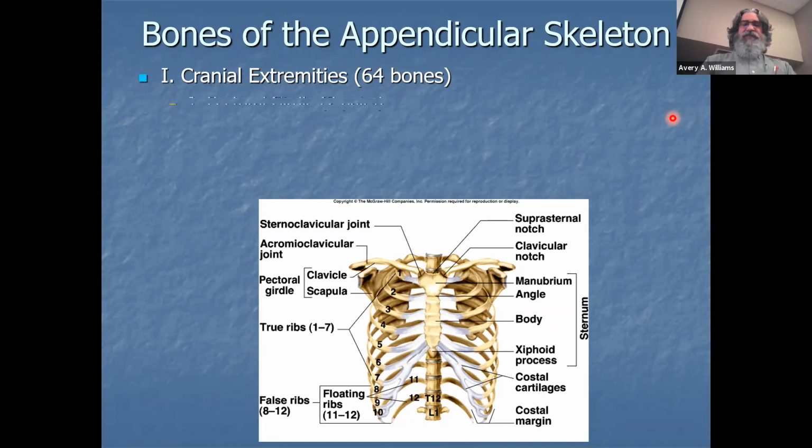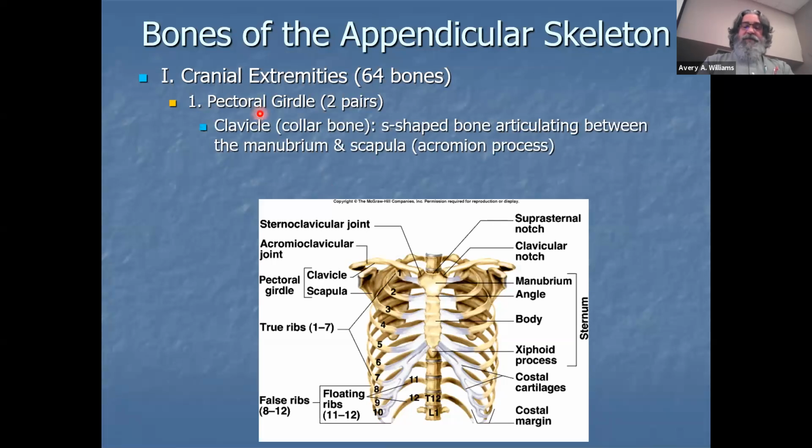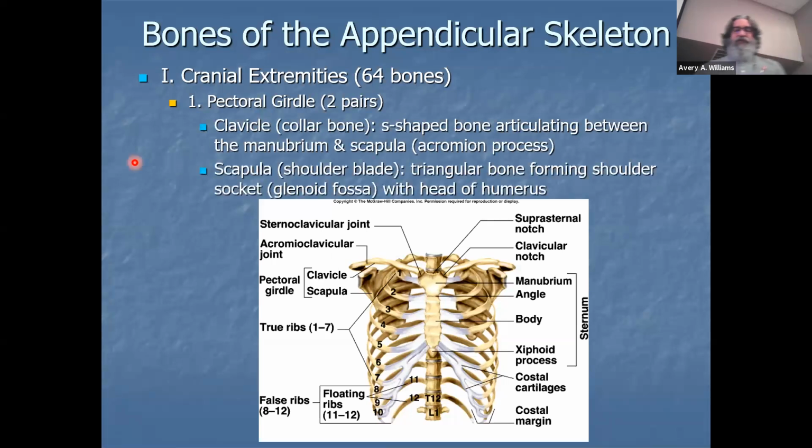Cranial extremities, 64 bones. I guess I counted these up. 64 bones altogether. The first 4, 2 pairs would be 4 bones, right? Would constitute the pectoral girdle. Okay. The pectoral girdle, and this is true for all mammals, they're the exact same way. There are 2 bones that form the pectoral girdle, 2 pairs of bones. Your clavicles and your scapulae.